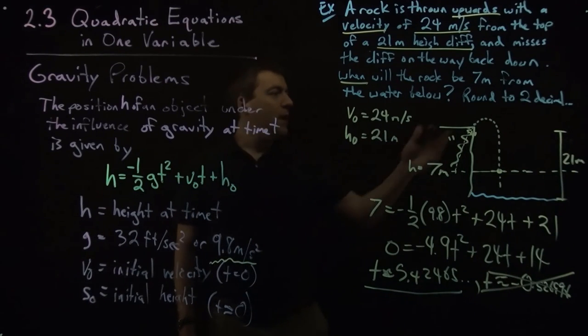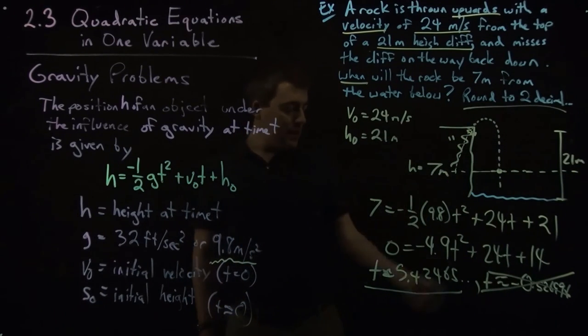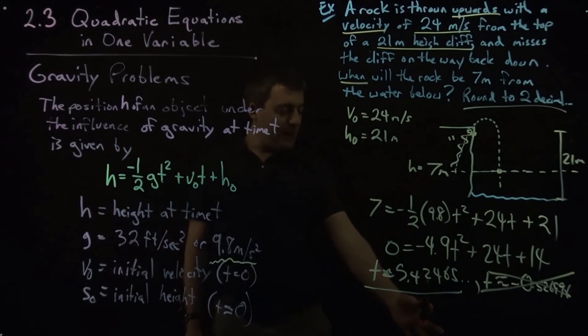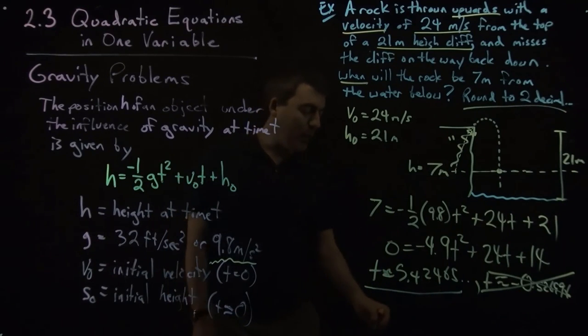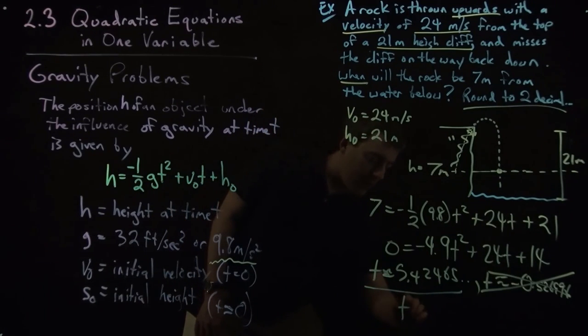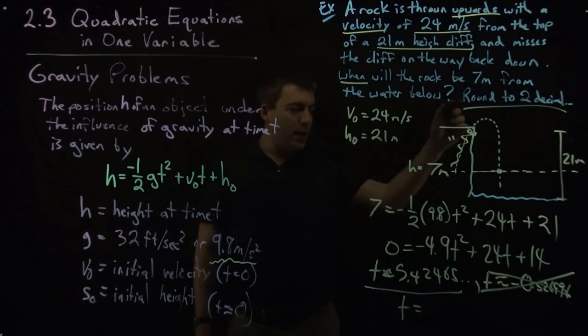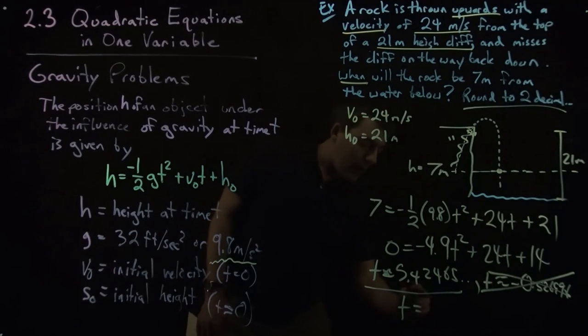This is our answer. We're asked to round to 2 decimal places. So we'll look at the second decimal place. It's a 4. I'm sorry, it's a 2. The one next to it is 4. 4 is less than 5, so we just round to 5.42. So the time it takes for the rock to reach 7 meters above the water is 5.42.